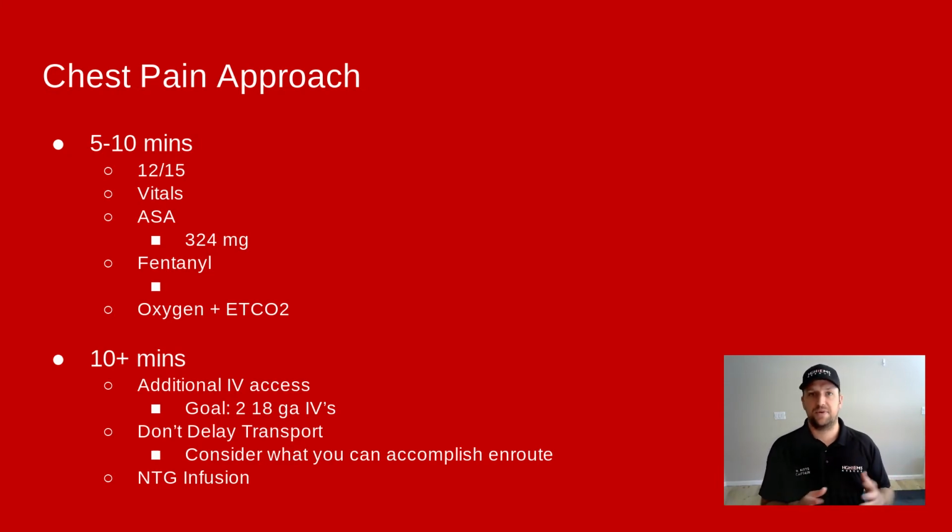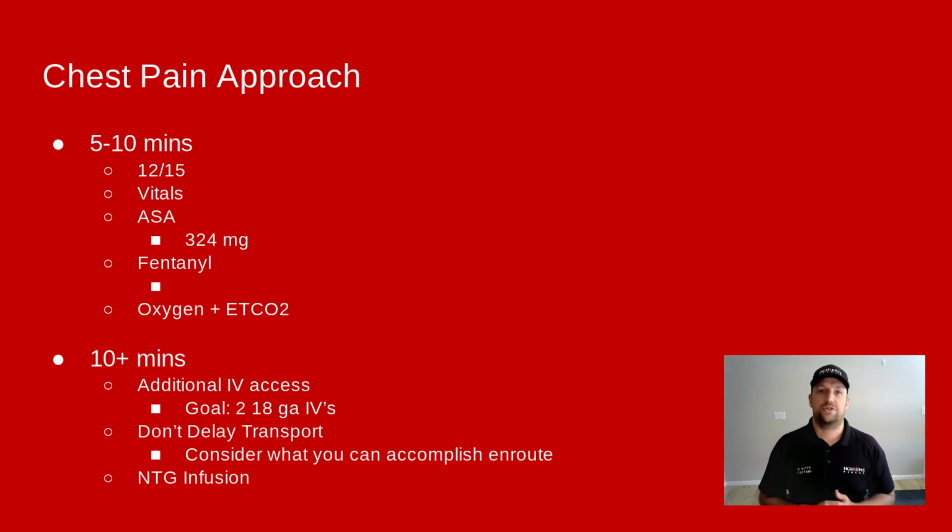For the 10 plus minutes after that, we need to get additional IV access. Really 2 lines is preferred, 3 it could be better. The reason being is medications aren't necessarily compatible. So if you're going to be doing a nitro drip, or maybe they arrest and now they're on pressors, you need to have additional lines to be able to give the appropriate medications if something happens. You don't want to do that after something's happened. You want to have the lines ready before you have an outcome change.